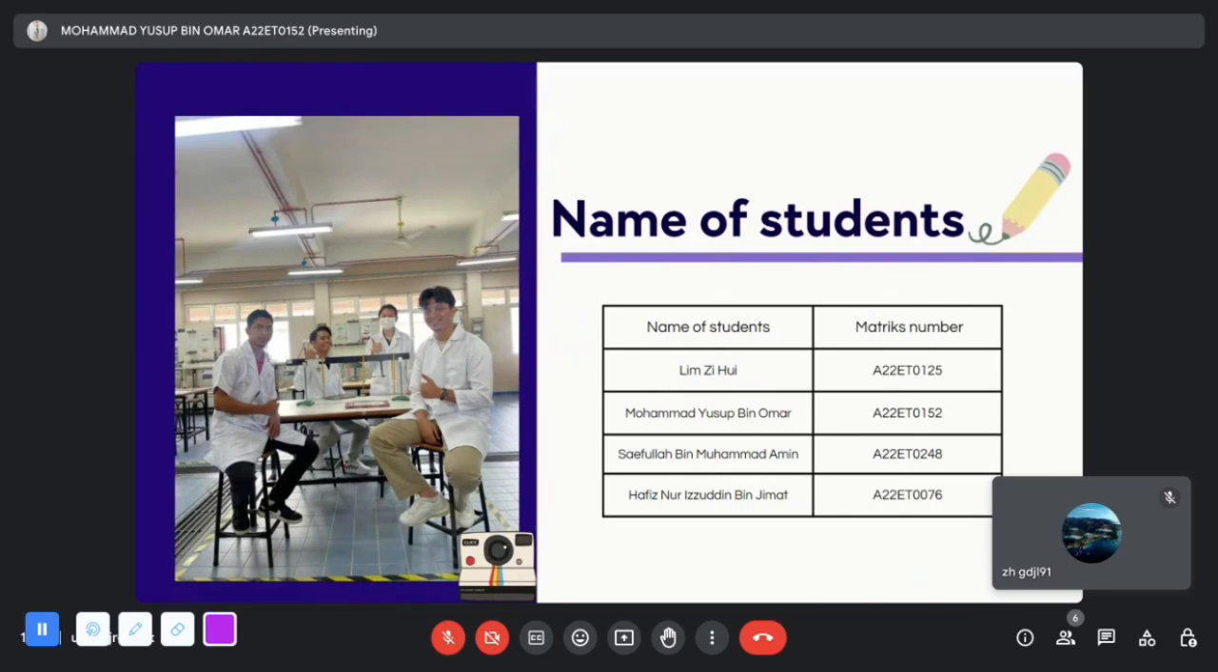So these are the names of the students in our group: Lim Zihui, Muhammad Yusuf bin Omar, Saifullah, and lastly Hafiz Nur Izzuddin bin Jimat.